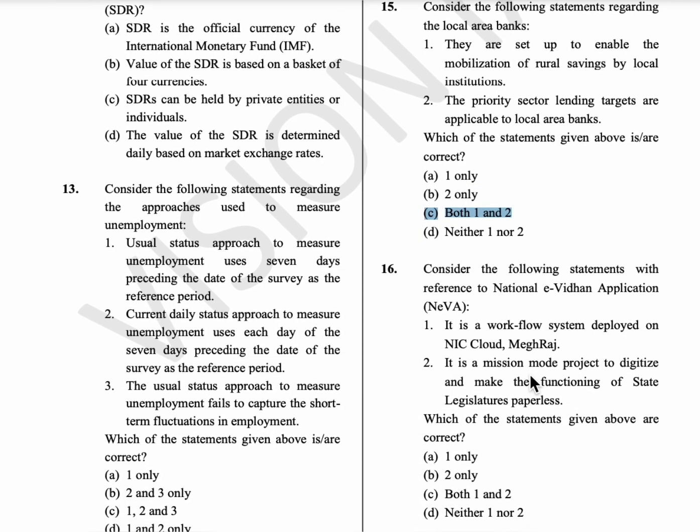16th question, consider the following statements with reference to the National e-Vidhan application, NeVA. So here this National e-Vidhan application's main aim is to digitalize and make the functioning of the state legislatures completely paperless. Let's look into the first statement. It is a workflow system deployed on NIC Cloud Meghraj. So the first statement is correct. Second statement is it is a mission mode project to digitize and make the functioning of the state legislatures paperless. So both these statements are correct.